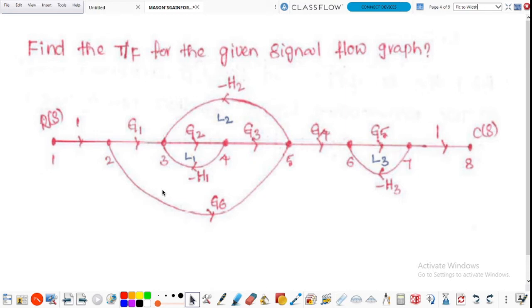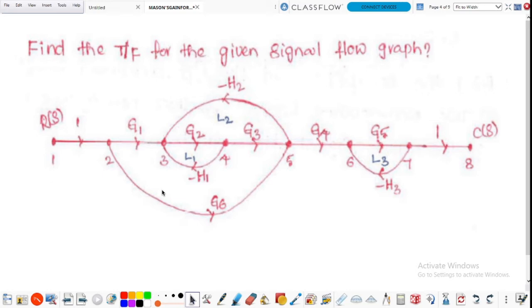So the example is: find the transfer function of the given signal flow graph shown in the figure. So this is the given signal flow graph. Calculate the transfer function of the given signal flow graph. How to calculate it? Using Mason's gain formula. Mason's gain formula is used to determine the transfer function of the signal flow graph.